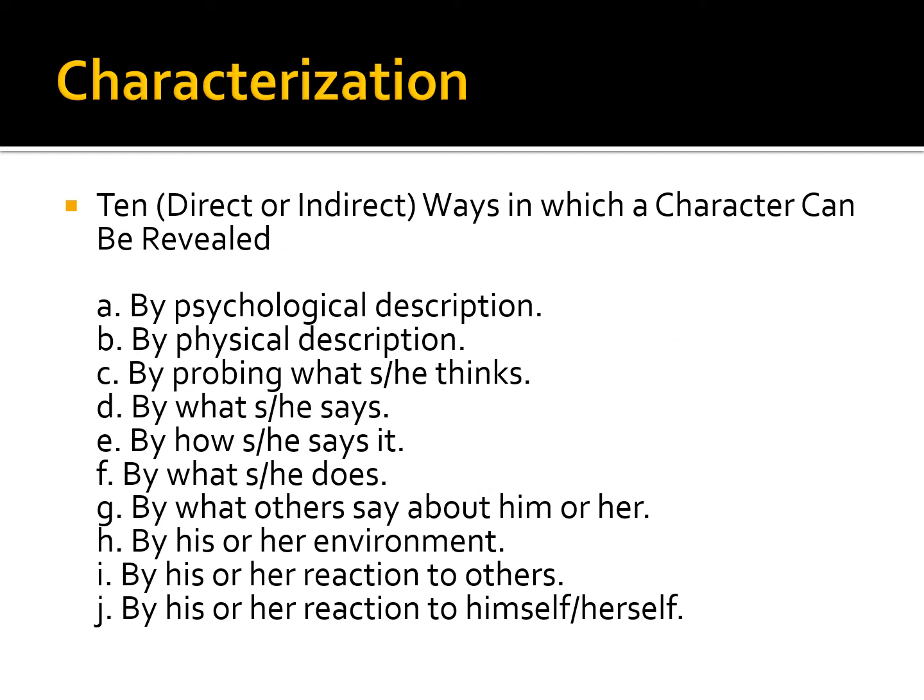Here are 10 direct or indirect ways in which a character can be revealed. By psychological description, by physical description, by probing what he or she thinks, by what he or she says, by how he or she says it, by what he or she does, by what others say about him or her, by his or her environment, by his or her reactions to others, and by his or her reaction to himself or herself.